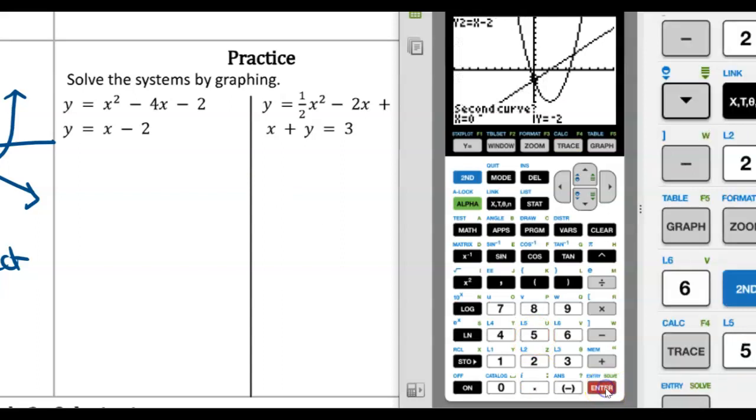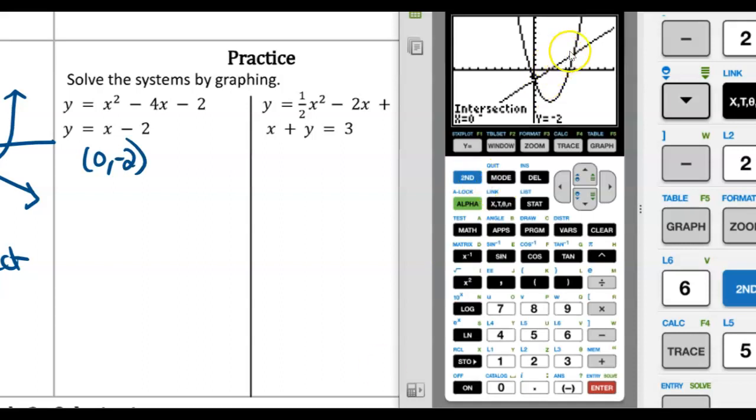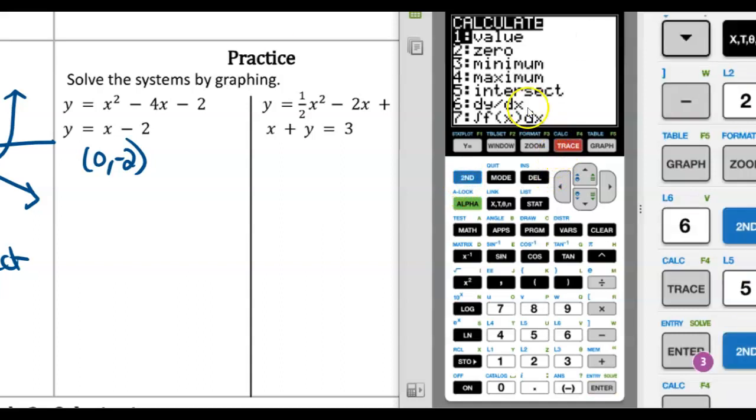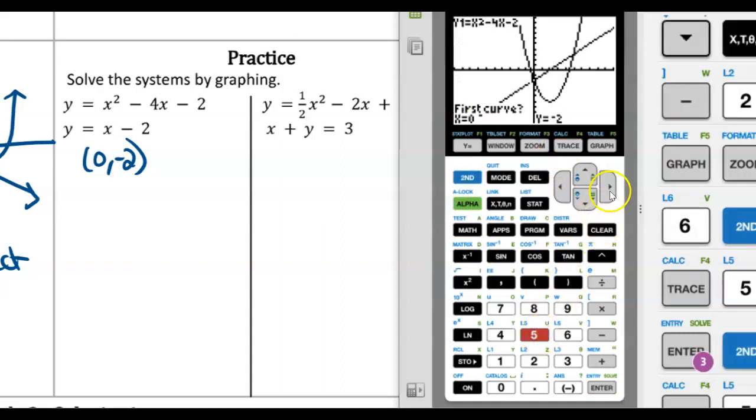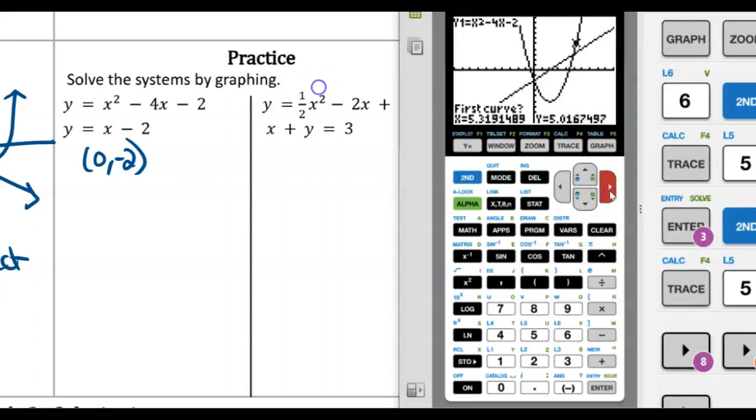I can go down to 5 and hit enter, or just hit 5. First curve is the parabola, yes. Second is the line, yes. Guess, hit enter. One of the intersections is at 0, -2. We're going to jot that down real quick. Now to find the other intersection over here, do the same thing. Second, and then trace. You want intersect, the 5th one, but scoot over to where you're closer to that intersection. I'm going to go just past it. I hit enter for my first curve, enter for my second curve, enter to guess. So it's 5, 3.